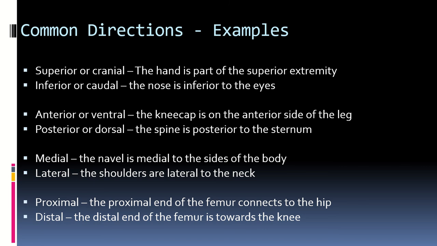As far as proximal and distal, we can look at the femur bone, which is the bone that connects your knee to your hip. If you want to talk about the proximal end of the femur, then you're talking about the end of the femur that connects to the hip or is closer to the hip. If you're talking about the distal end of the femur, that would be the end that's closer to the knee, because proximal means closer to the core of the body and distal means further away from the core of the body.